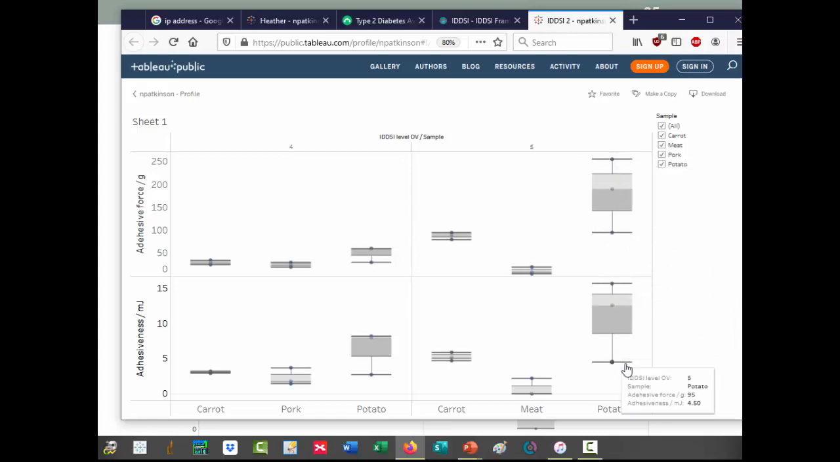There's a wide range down here for potato, whether it was measured by adhesive force or adhesiveness, which can be a problem. If we create a meal which is IDSI level 4, and we discover in cooking that in some cases it turns to IDSI level 5, that may cause specific problems for a person trying to eat it who is incapable of eating that level. We'll notice for carrots there's much less variability, similar for meat and various other things.